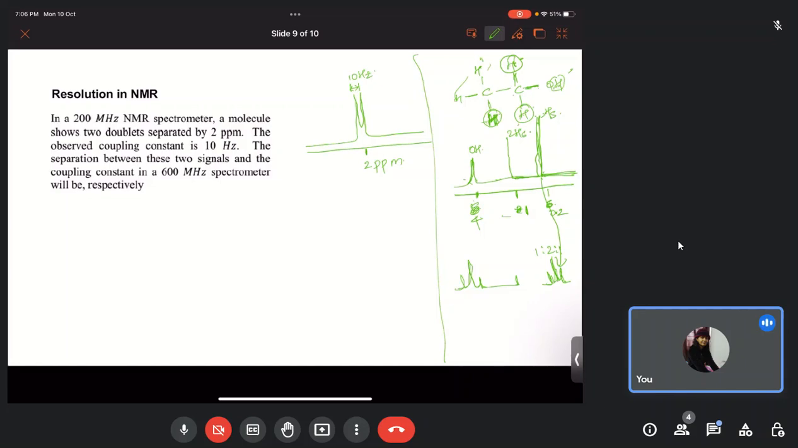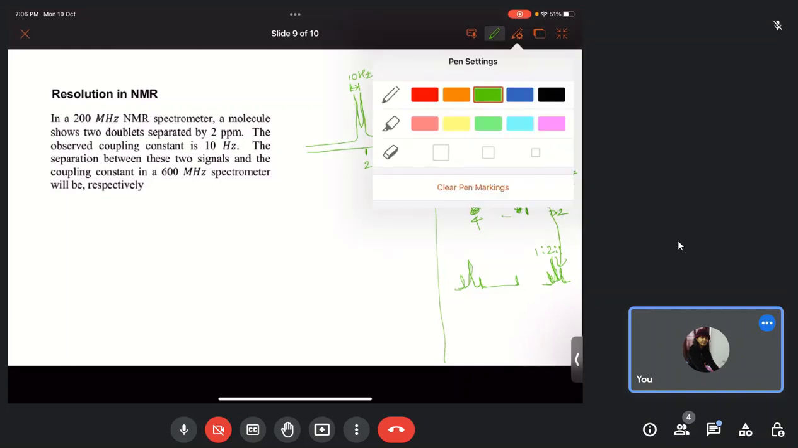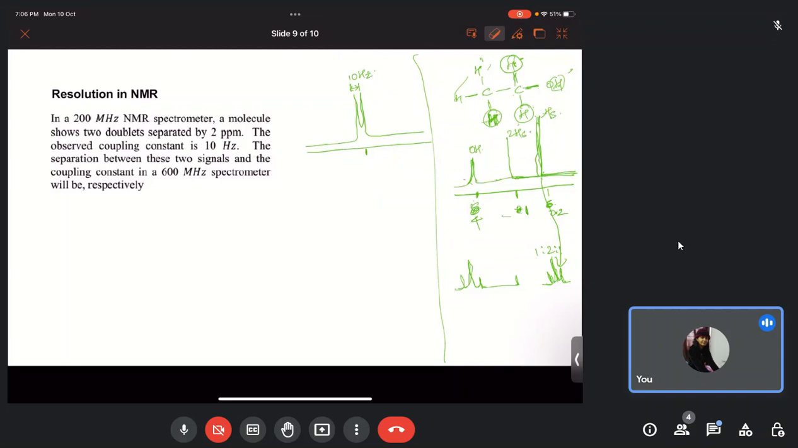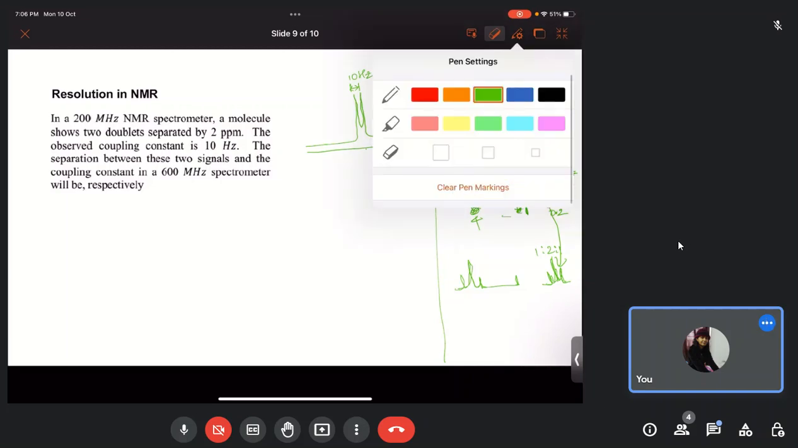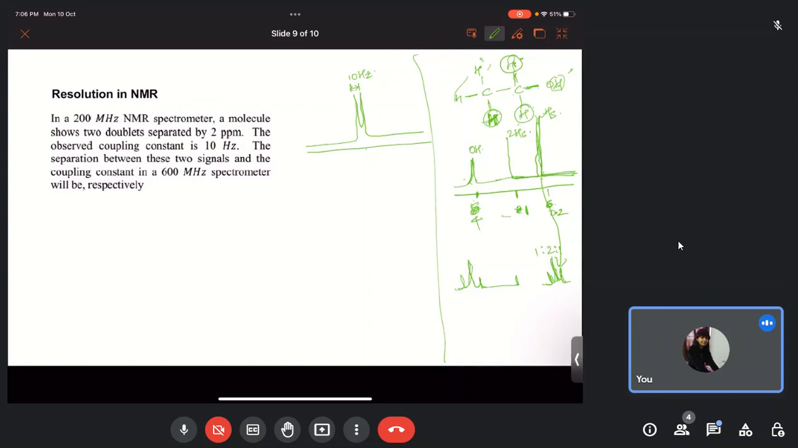Here, in a 200 megahertz NMR spectrometer, a molecule shows two doublets separated by 2 ppm. I don't know whether I have time to finish this today. If not, we'll address this in the next problem solving session. So it has two doublets, each with a coupling constant of 10 hertz, and they are separated by 2 ppm.